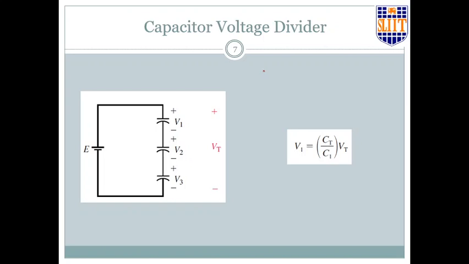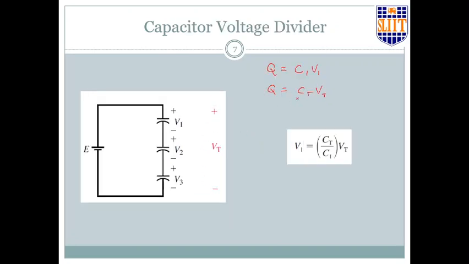So using again Q is equal to CV, for one capacitor Q is equal to C1V1, and for the total set Q is equal to CT VT, the total voltage Vt, right? That is this voltage Vt.